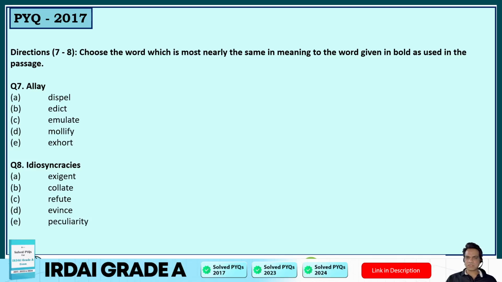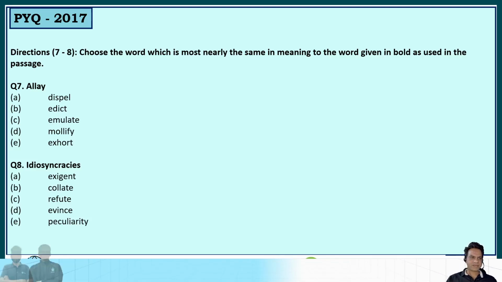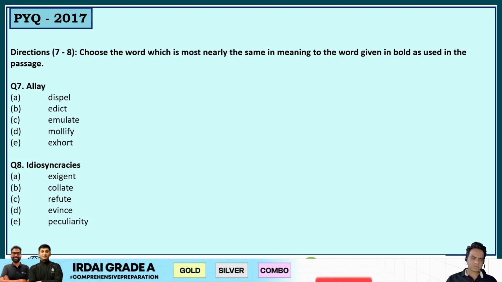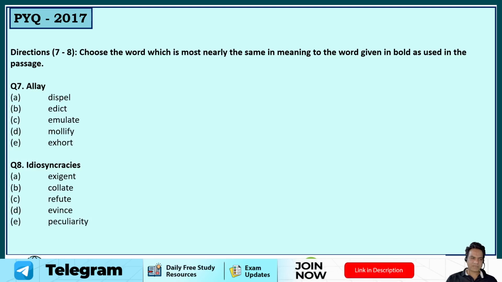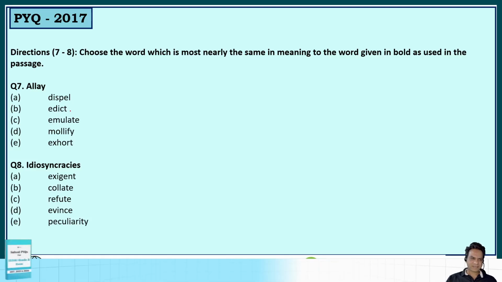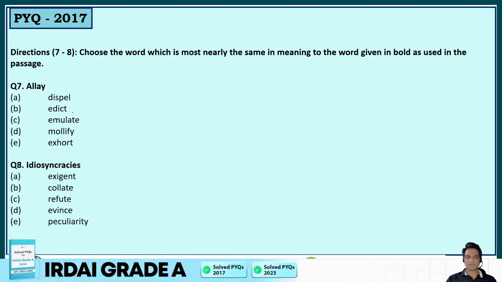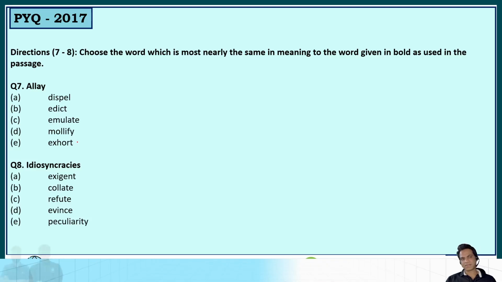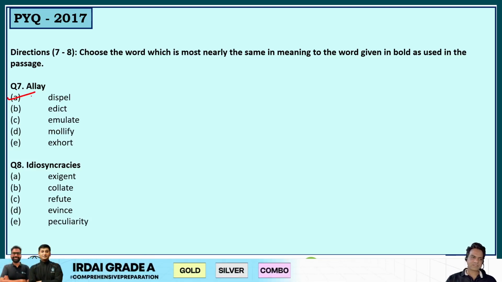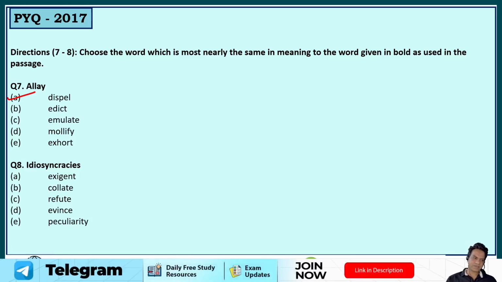Next question, we have to find the synonym of the word LA. LA means to basically dispel, right? So LA means to shed away any fear. So dispel is correct. Edict, to force someone out. Emulate, to copy. Mollify, again, to say something wrong. Exhort, again, when you're criticizing someone. So dispel is the right choice. LA means to shed away any fear, to throw away.